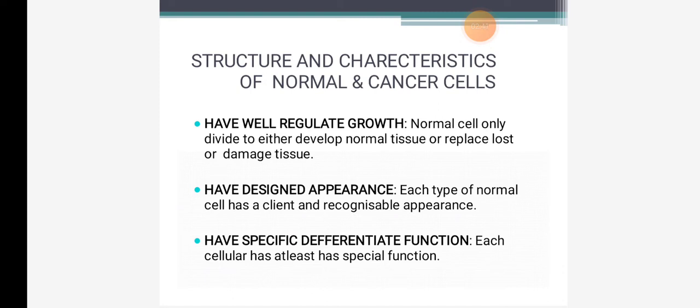Normal cells grow only when our body needs them to, for example when there is damage or injury and wounds need to heal. Only in necessary conditions will the normal cell grow, and they have limitations. Normal cells have a designed appearance. Each type of normal cell has a distinct and recognizable appearance.